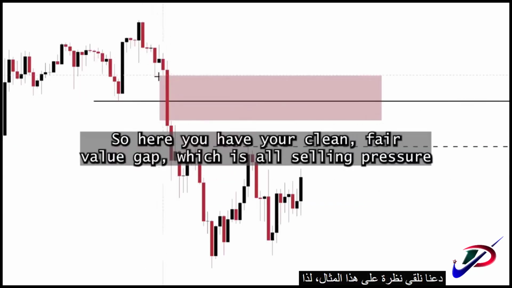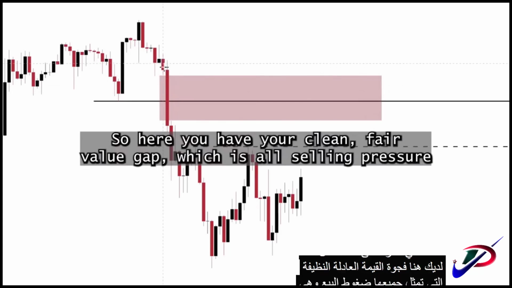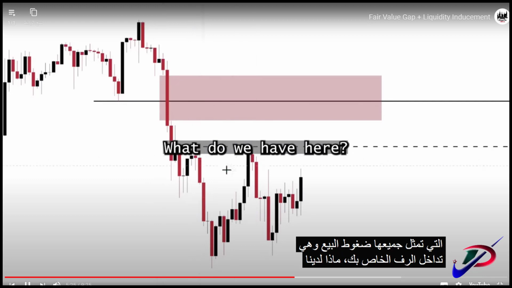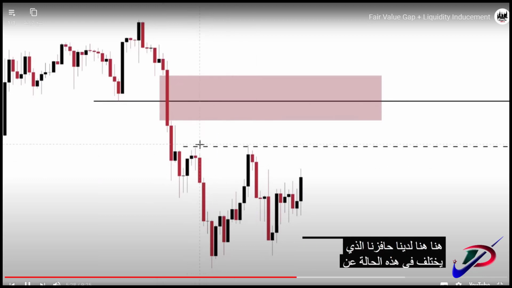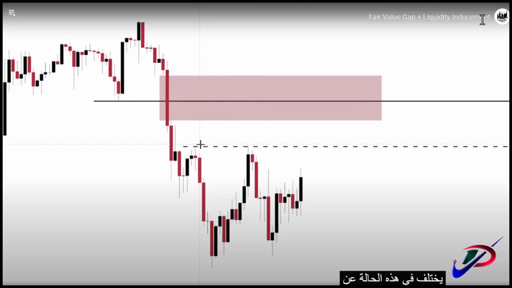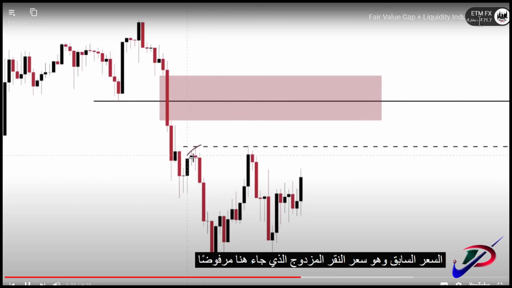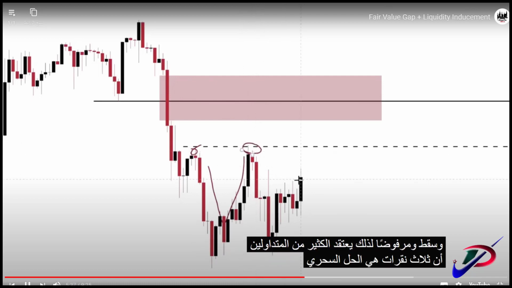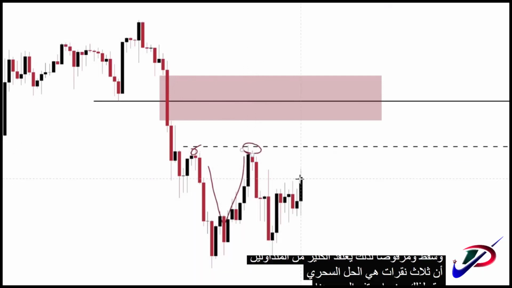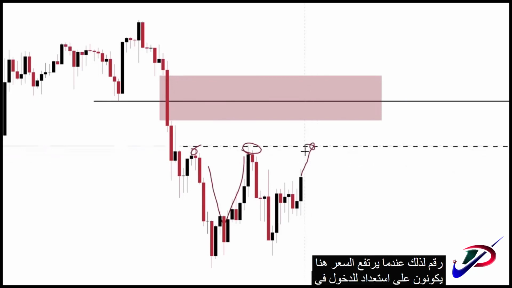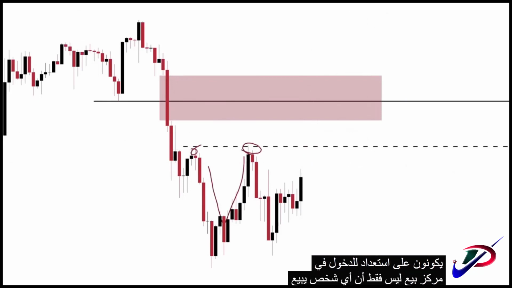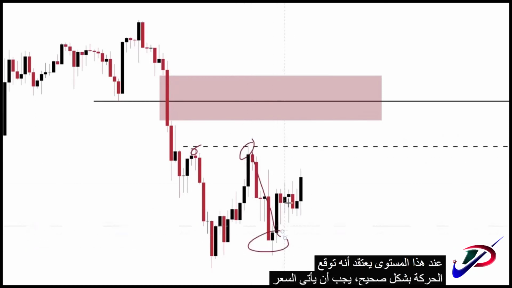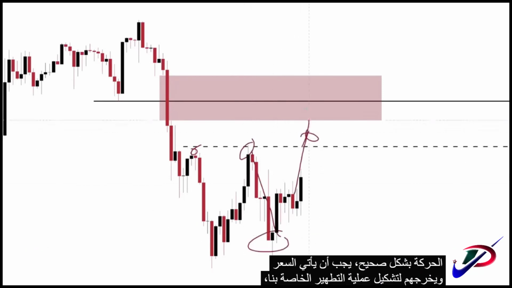Let's take a look at this example. So here you have your clean fair value gap, which is all selling pressure, and it's overlapping your shelf. But what do we have here? Here we have our inducement, which in this case is different than the previous one, which is our double tap. Price came up here, rejected, and dropped down and rejected. So a lot of traders believe that 3 taps is the magical number. So when price comes up here, they're ready to enter a selling position. Not only that, anybody that sold at this level, thinking they predicted the move correctly, price needs to come up and take them out, forming our purge.